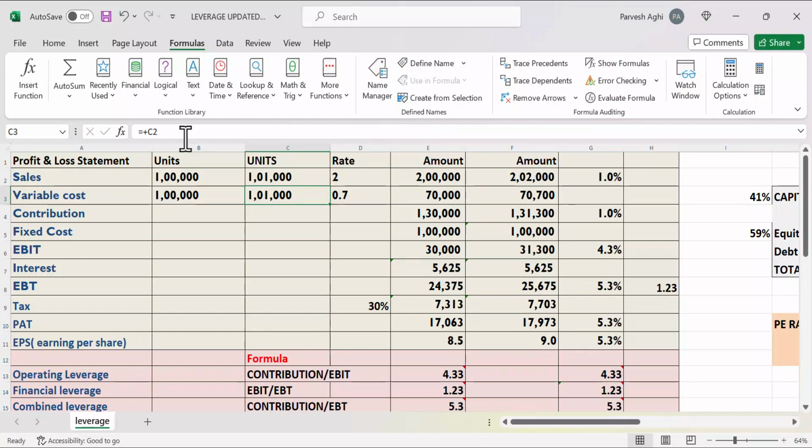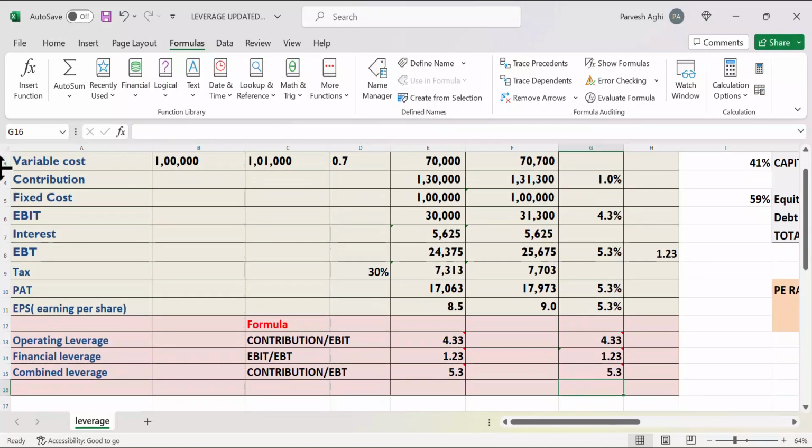1% increase in sales leads to a 4.3% increase in operating profit of the company and a 5.3% increase in the profit of the company. So here we can say that the operating leverage of the company, look at row number 13, is 4.3. There's a formula for that, which is contribution divided by EBIT, and financial leverage is EBIT divided by EBT, which gives you 1.23, and the combined leverage is 5.3, which is the multiplication of 4.3 into 1.23.